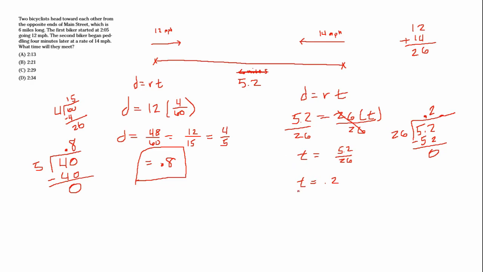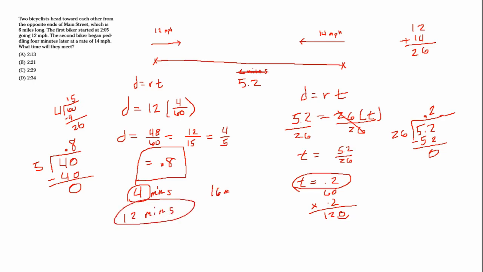Okay, so let's go ahead and convert this to a time. We know it took 4 minutes right here to go 0.8, and we know it took 0.2 of an hour to go the remaining distance. 0.2 times 60, of course, is 12 minutes. So in other words, it took a total of 16 minutes from 2:05 for them both to meet in the middle. So 16 plus 2:05 is going to be 2:21.